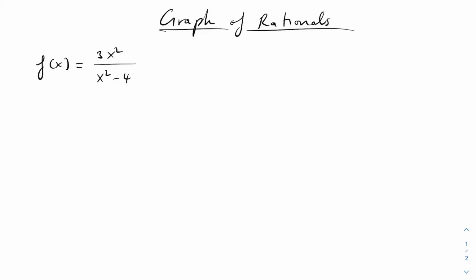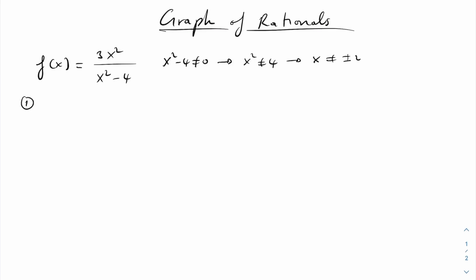First things first, this is a rational function, which means that we do not want the denominator to be equal to 0. So x squared minus 4 should not be equal to 0, meaning x squared should not be equal to 4, meaning x should not be equal to plus or minus 2.